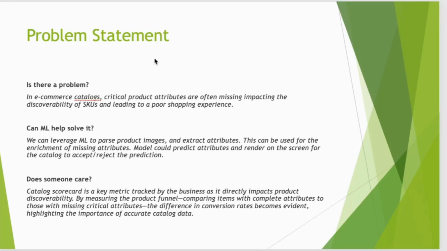Does someone care? Well, yes. Cataloging is a big overhead and it is highly operational. So the cataloging heads, the category heads who are actually owning the business P&L, they would like to speed up the catalog. In fact, the way profitability here is measured is in terms of number of SKUs cataloged per cataloger per day. And if we can actually improve it through machine learning, it would really help.